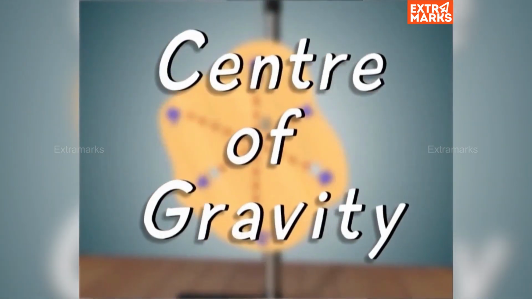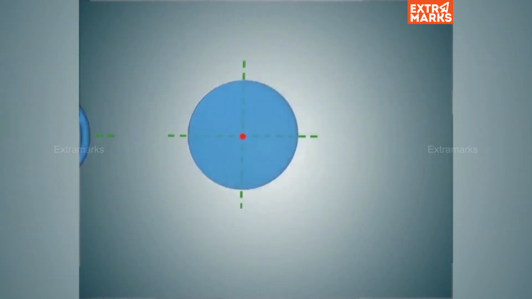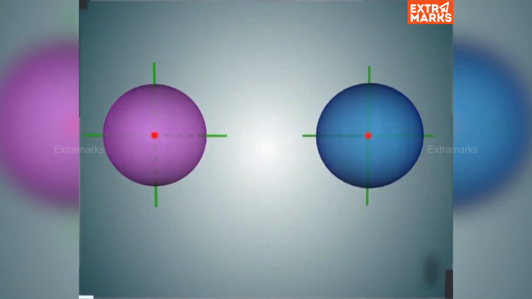The center of gravity of a body is that point at which the entire weight of a body, or the force of gravity, can be supposed to act upon. For symmetrical bodies, the CG is at the geometrical center.